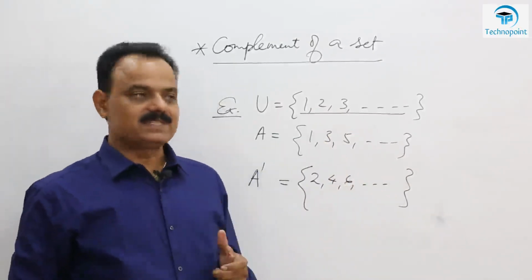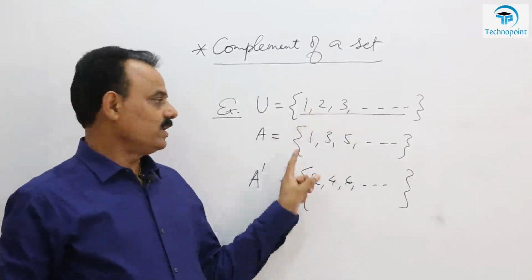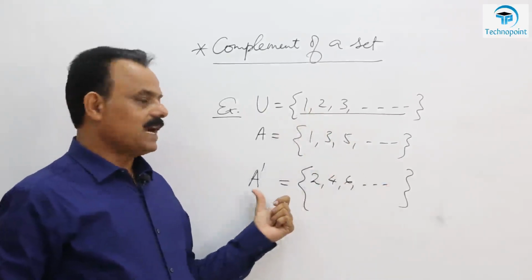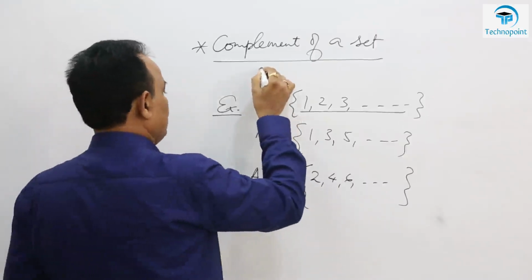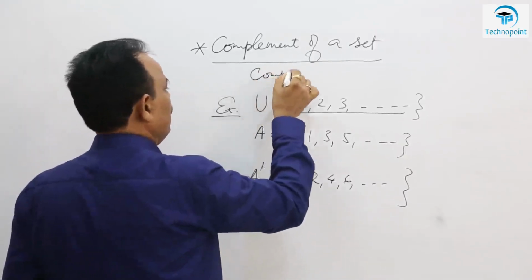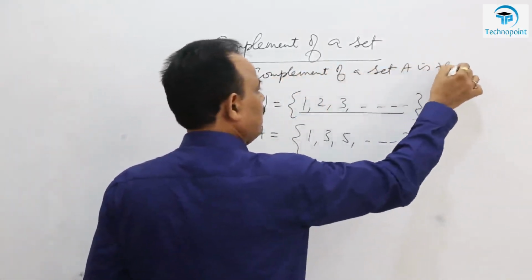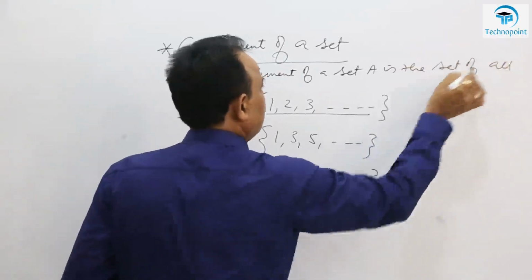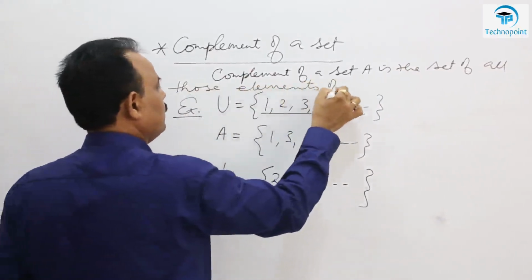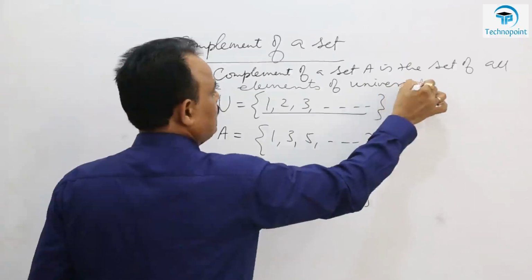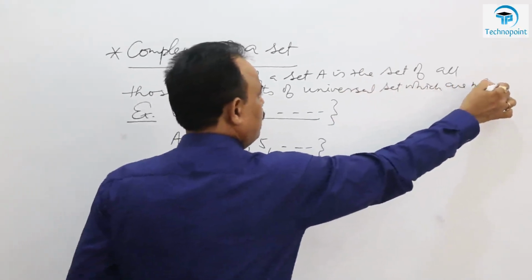किसको कहते हैं complement of a set? यूनिवर्सल सेट का ऐसा सब एलिमेंट्स का सेट जो A में ना हो उसको A डैश कहते हैं, A का कॉम्प्लीमेंट कहते हैं. So what is the complement of a set? Complement of a set A is the set of all those elements of the universal set which are not in A.